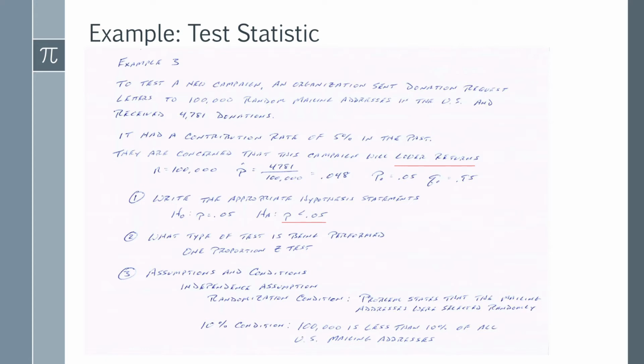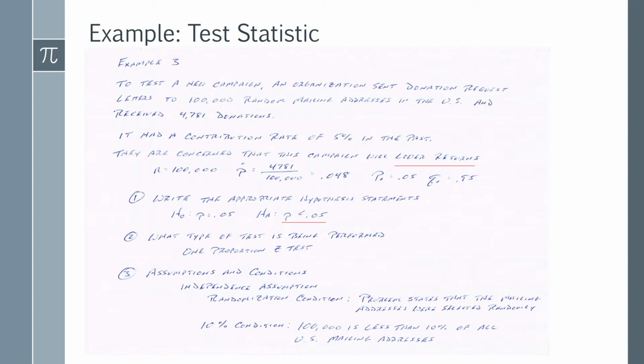Okay, let's stop there for a minute. How do we know to use a lower tail test? Well, in the question, it says they are concerned that this campaign will lower returns. So what we want to test is, does this campaign lower returns? And if the contribution rate had been 5% in the past, we're testing, does this new campaign lower that rate? So we're going to use a less than, p less than 0.05. So the second part, what type of test is being performed? We're performing a one proportion z-test.